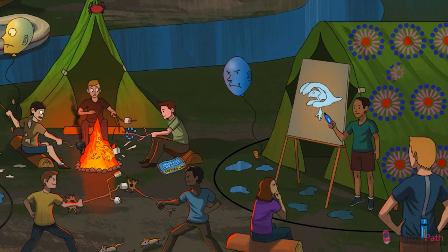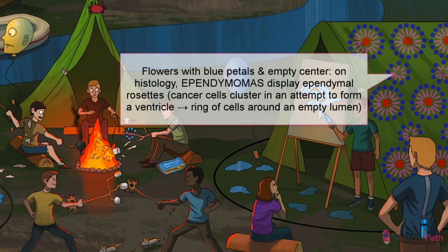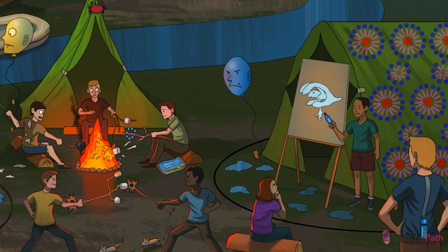Neato. Keeping with the rosette theme, another finding in ependymomas is the formation of ependymal rosettes. These are caused by cancer cells clustering together and, being ependymal cells, attempting to form a ventricle. This leads to an empty lumen in the center of a ring of ependymal cell bodies, a true rosette. While not always present, these are diagnostic of ependymoma. Unfortunately, ependymomas have a poor prognosis due to their tendency to disseminate throughout the CNS, making complete surgical removal difficult.